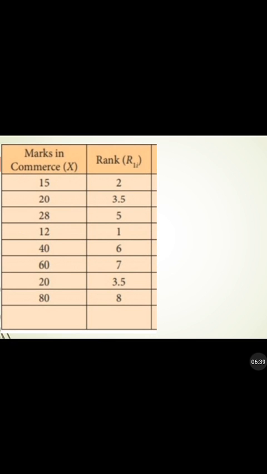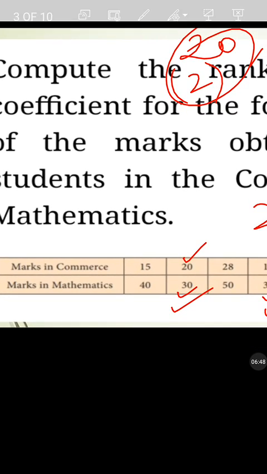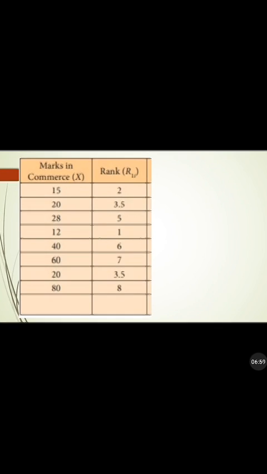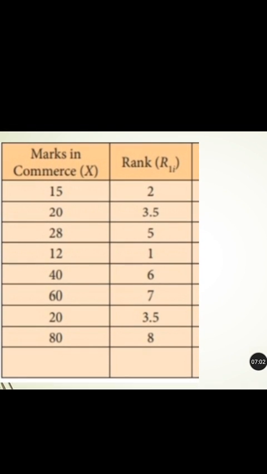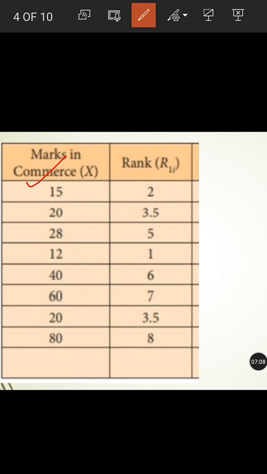Here I've taken marks in commerce alone. In the previous question, marks in commerce and marks in mathematics are given. So first I am going to compute the rank for marks in commerce. I have taken that in a single slide. The marks are 15, 20, 28, 12, 40, 60, 20, 80. I'm going to give ranks for these marks. First I'm going to arrange them in ascending order.